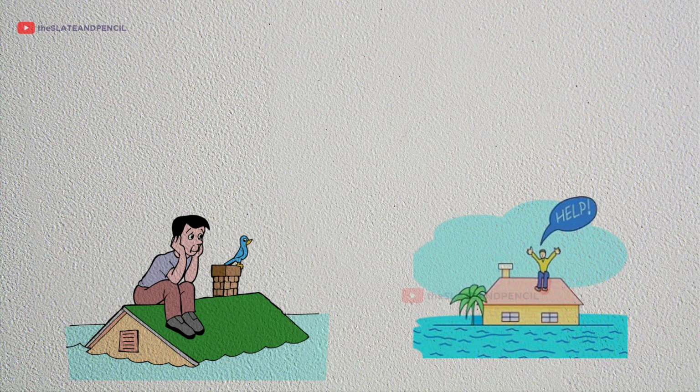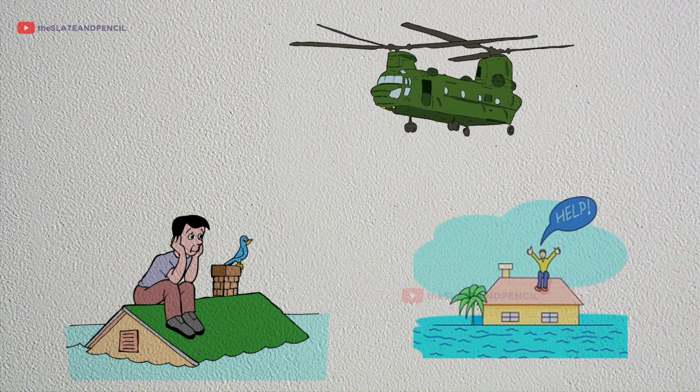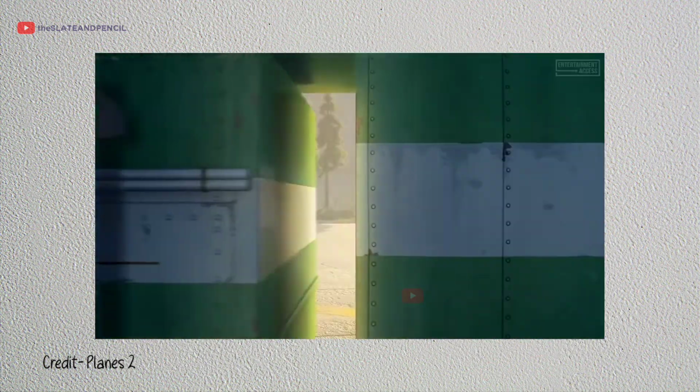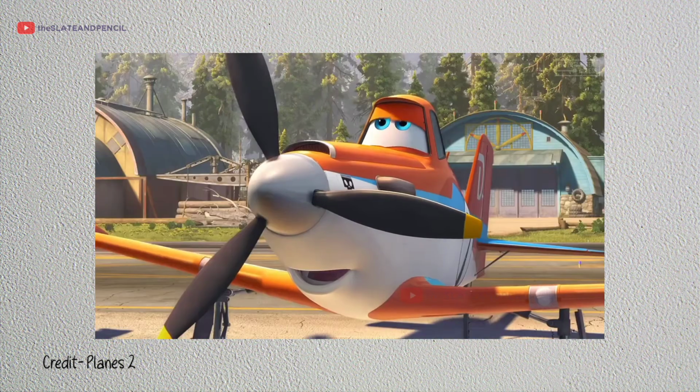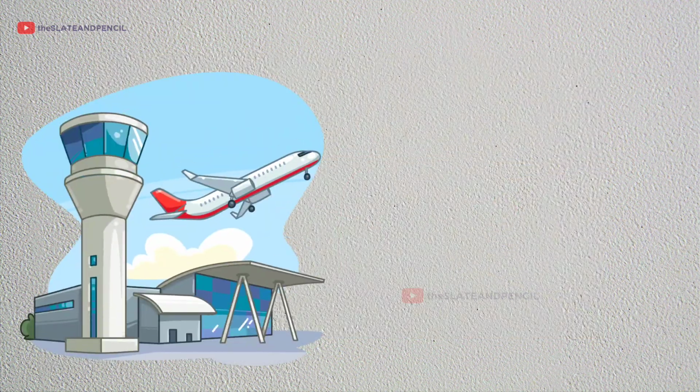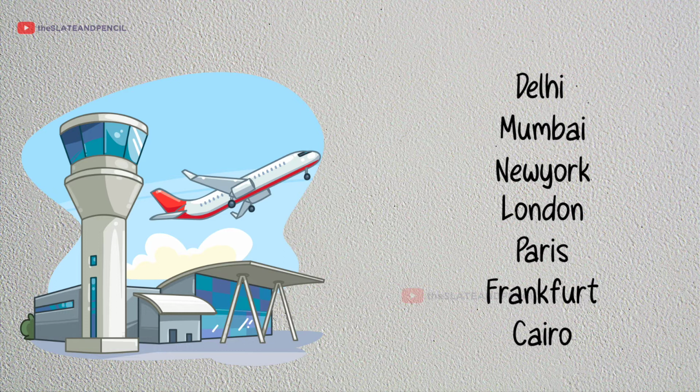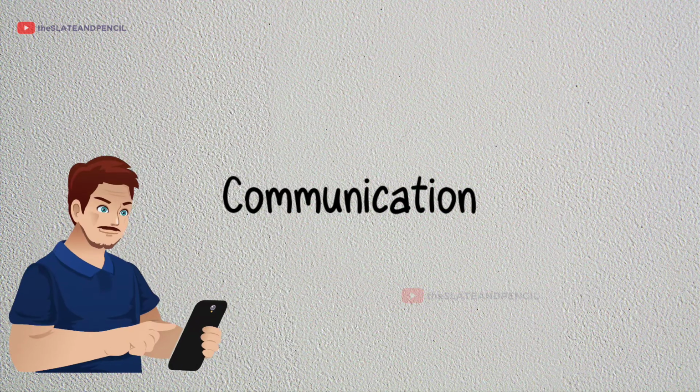During any disaster, when road and rail lines are damaged, helicopters play an important role in search and rescue and in distribution of food, water, clothes and medicine. Some important airports are Delhi, Mumbai, New York, London, Paris, Frankfurt and Cairo.